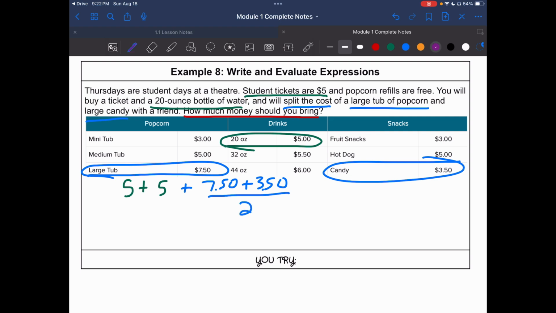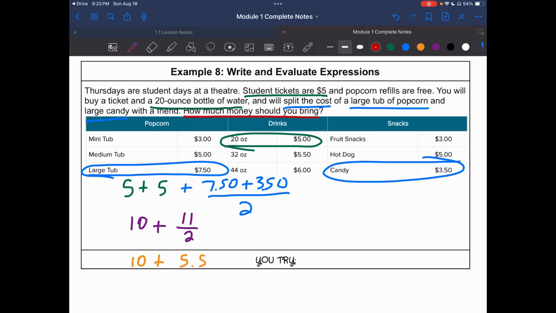All right, so now let's do some work here. We add those two in the front, the 5 and the 5, so we've got 10, because that has no bearing on the rest of the problem yet. So we have a grouping symbol here, that being a division symbol. We need to add $7.50 plus $3.50, and you get a total of $11 divided by the 2 of you. So our next step is doing that division. 11 divided by 2 is 5.5, or in this context, $5.50.